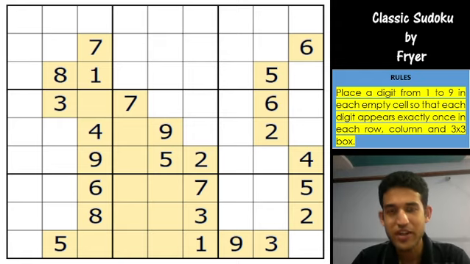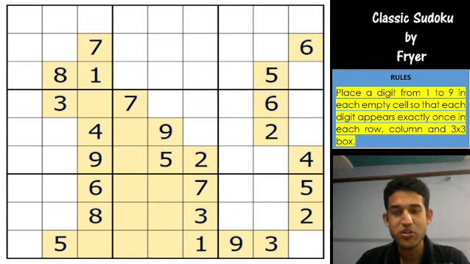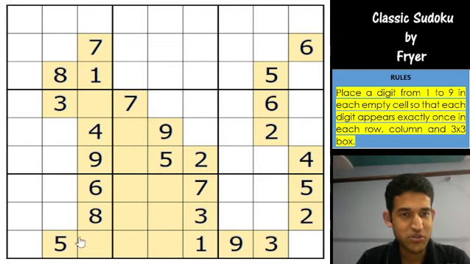I'm Kishore and today I'm going to solve a classic Sudoku for you guys. This Sudoku was created by Fryer and has been taken from the Discord server of CTC. As we can see, the givens of the Sudoku resemble the shape of a cat. Neat, right?